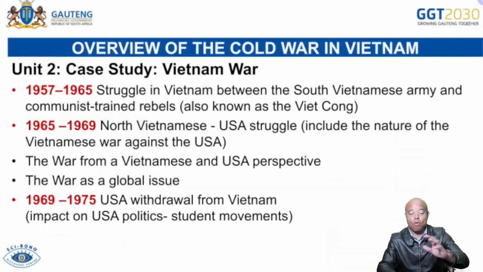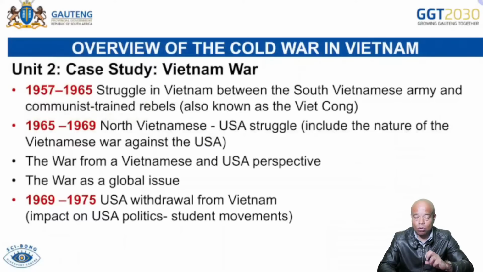But remember, I'm just giving an overview of the content that you must know for tomorrow. And President Richard Nixon introduced Vietnamization. Vietnamization was for the Americans to train the ARVN, which is the South Vietnamese Army. And gradually by 1973, there was a ceasefire. By 1975, the Vietcong actually captured the entire South Vietnam. In 1976, Vietnam became a communist country. That's an overview of the content of Vietnam.